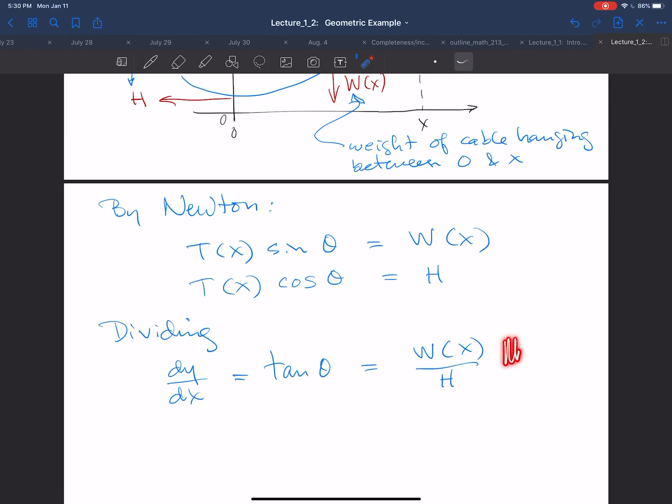So that gives us a differential equation right there, except that the form of this function W of x has yet to be determined. We've just left that as a function. The weight of the length of cable between 0 and x is W of x. And in fact, there are different possibilities you might like to consider.